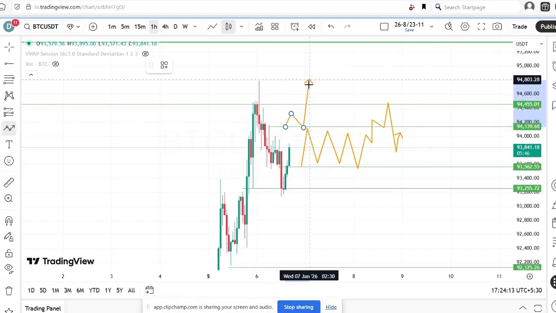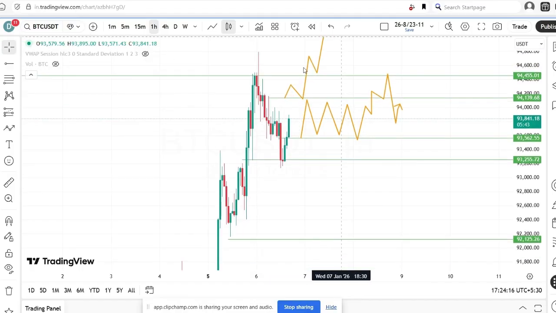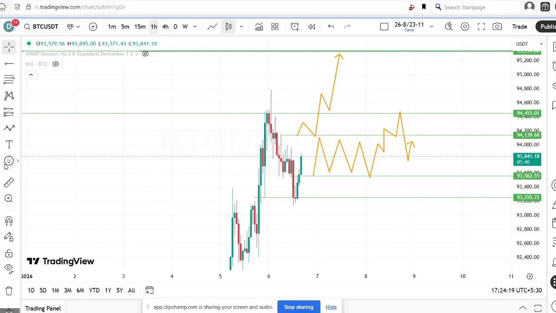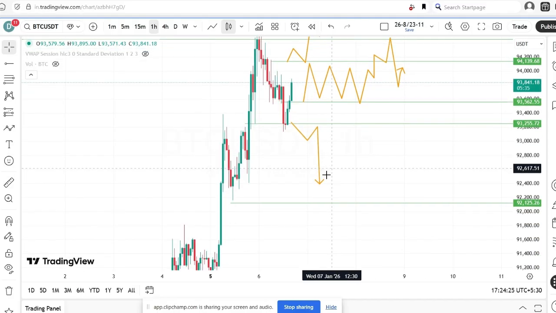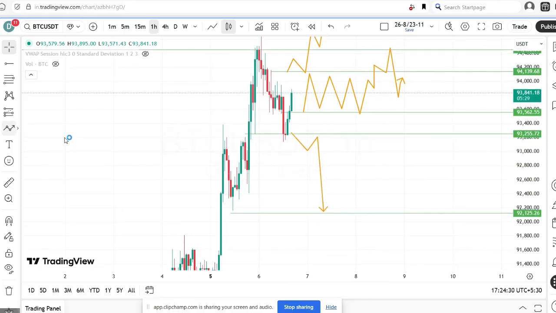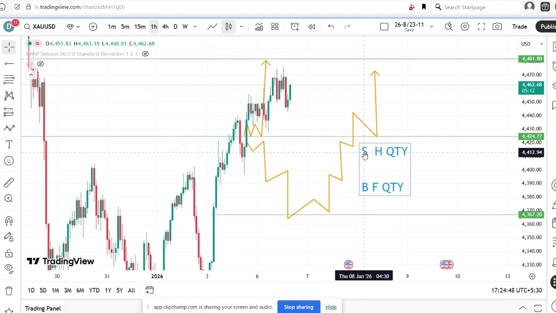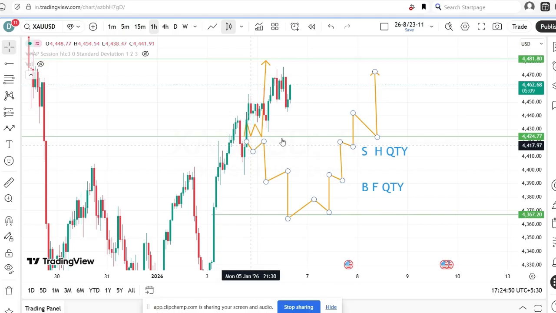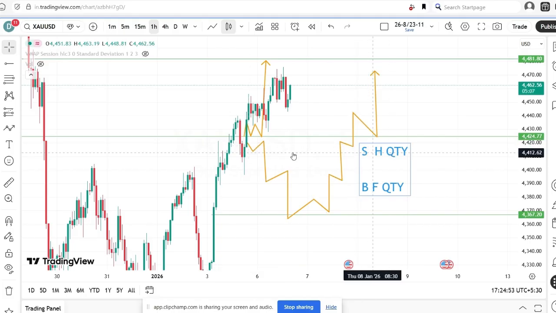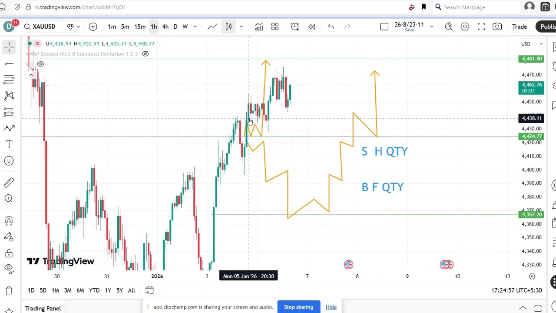Look for buying opportunities till here, and below this level we have to look for shorting opportunities, and the target will be here, and then we can expect a buying side move because the trend is still on the upside. I had expected a good downside move below this level, and I had told that we have to sell in half quantity. The reason was this only, because the trend is on the upside.